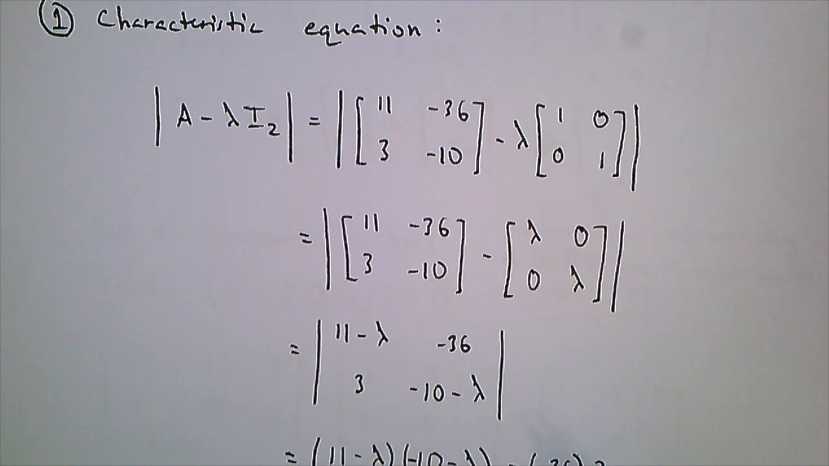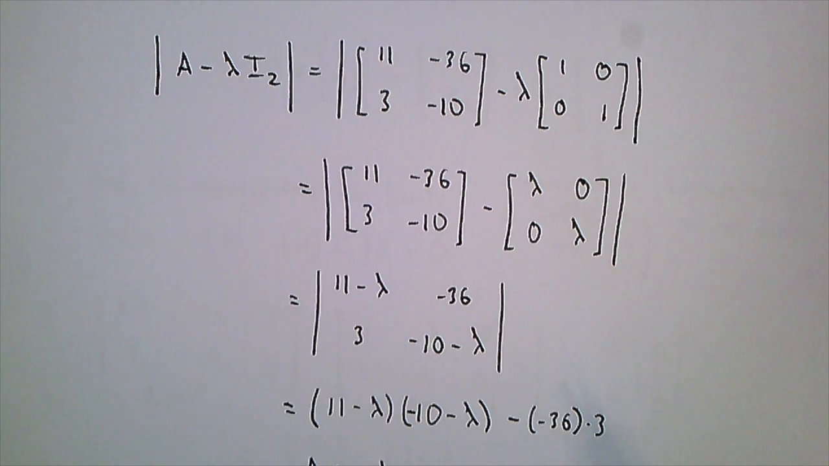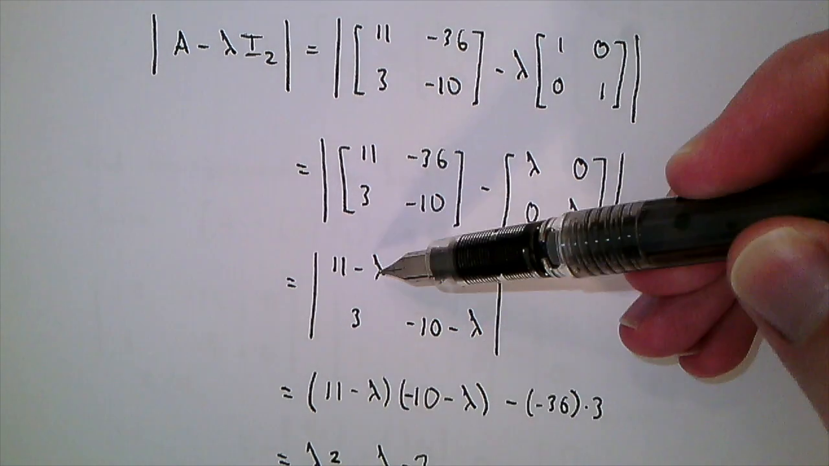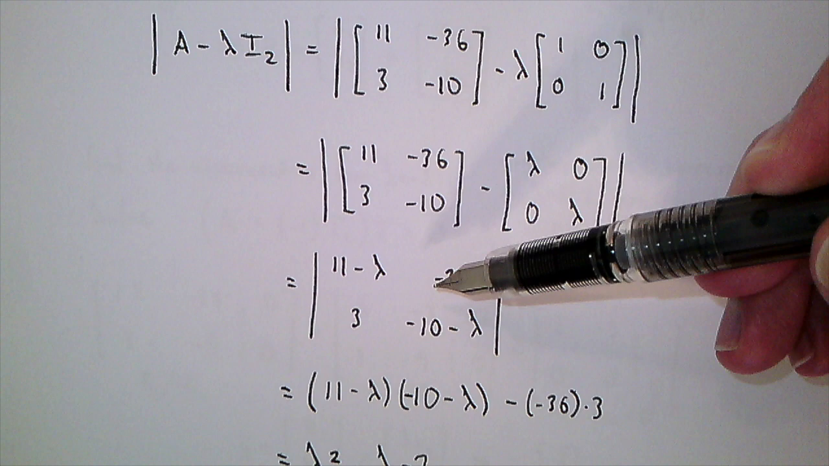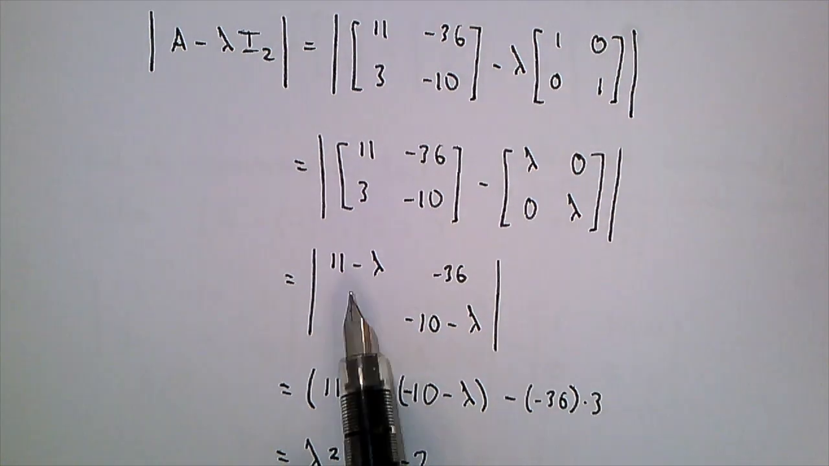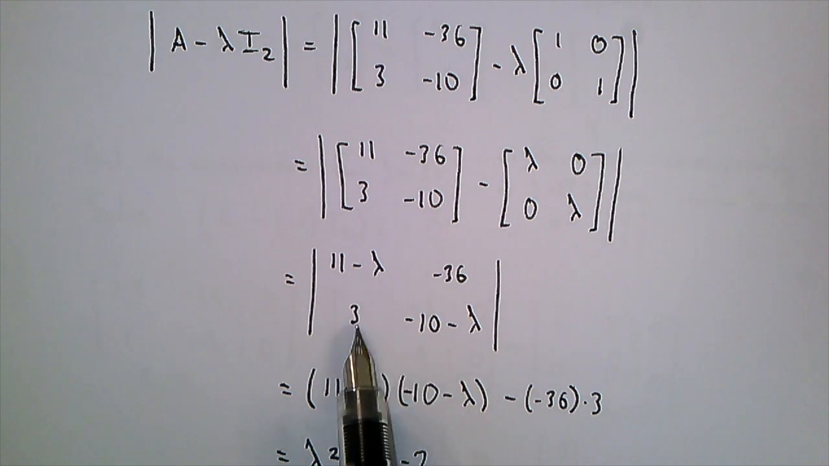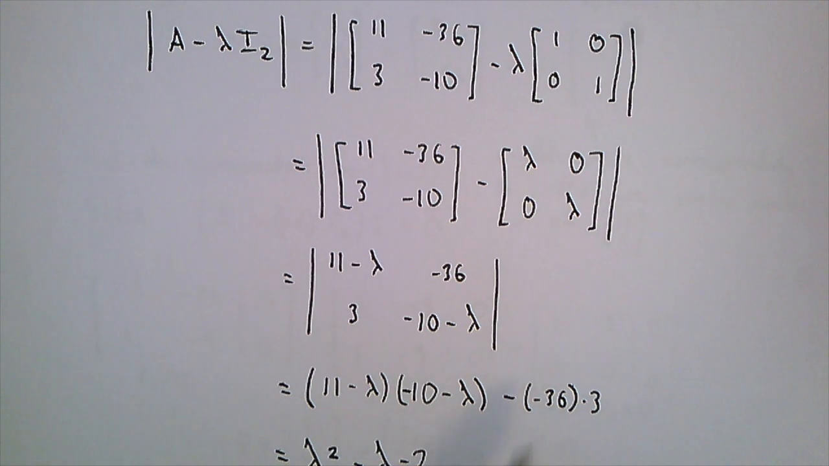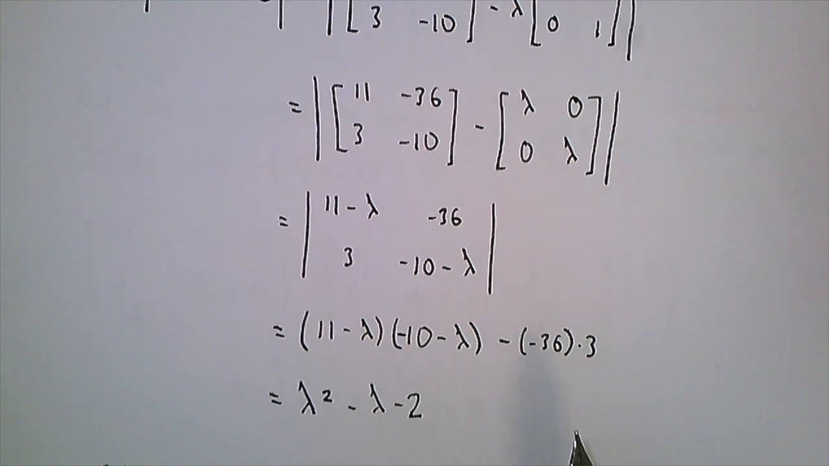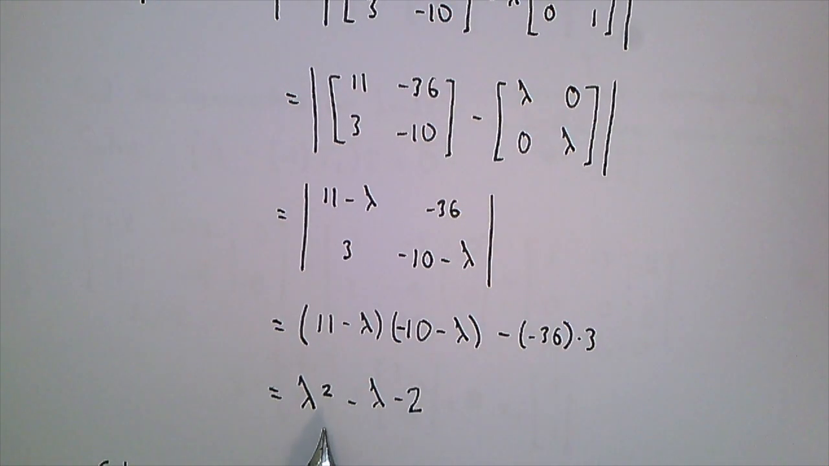And then, since we now have a 2 by 2 matrix, a 2 by 2 determinant, we take the product of the diagonal entries and subtract. So that's (11 minus lambda) times (minus 10 minus lambda), and then minus negative 36 times 3. What you'll want to do is distribute through here, multiply there, and combine it into a nicer looking polynomial, and you get this much simpler looking polynomial, lambda squared minus lambda minus 2.